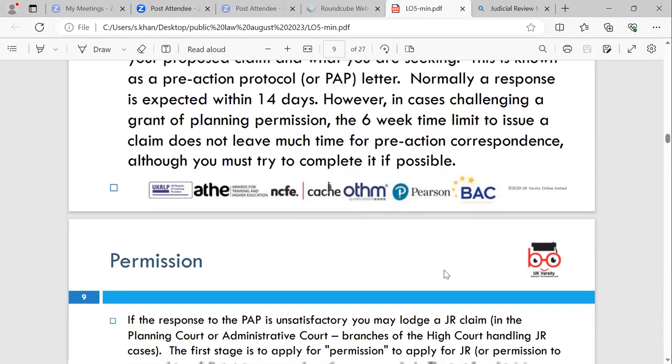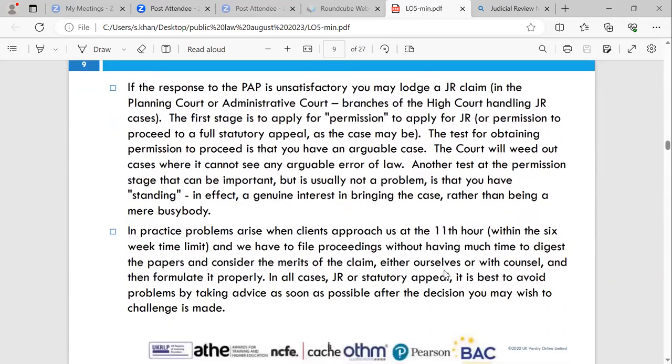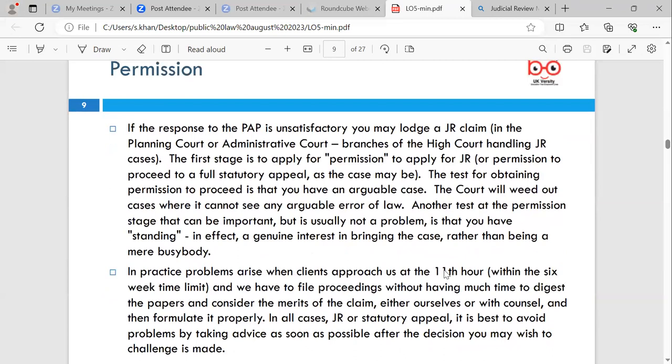The next one is the permission stage. If the response to the PAP is unsatisfactory, you may lodge a judicial review claim in the Planning Court or Administrative Court branches of the High Court handling JR cases. The first stage is to apply for permission.